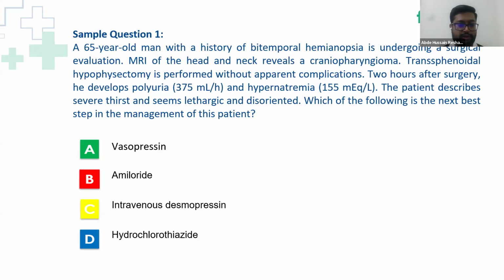Is vasopressin indicated? Is amiloride the right choice? Should we start desmopressin or hydrochlorothiazide? For this, we need to understand what kind of hypernatremia this is. Clearly, this is a post-op patient after a surgery that involved manipulation near the pituitary and hypothalamus, so there is high suspicion of central DI. With high polyuria and hypernatremia, this seems to be a case of central DI. So the choice would be intravenous desmopressin for the management of hypernatremia in this patient.